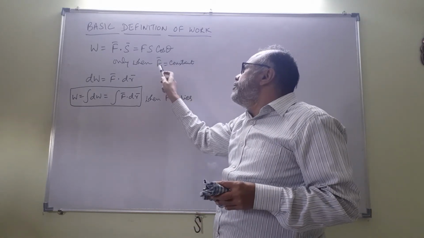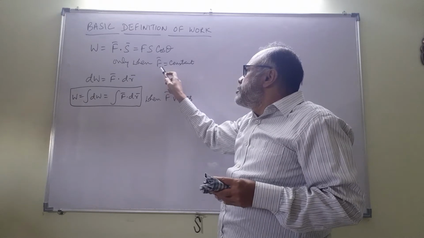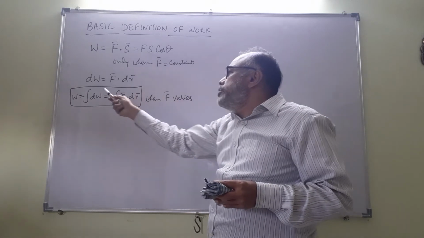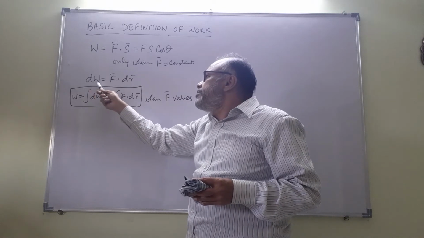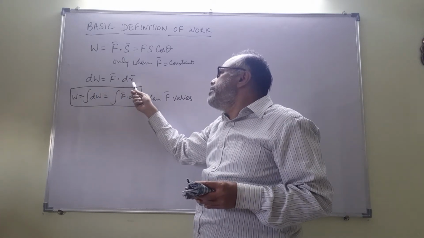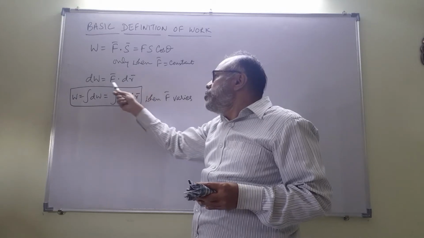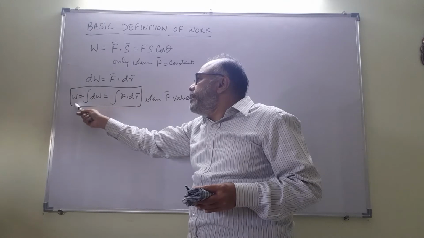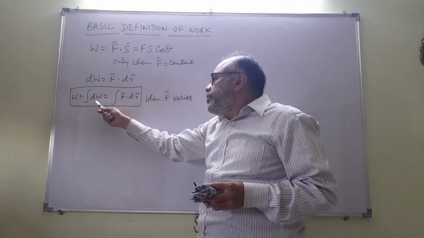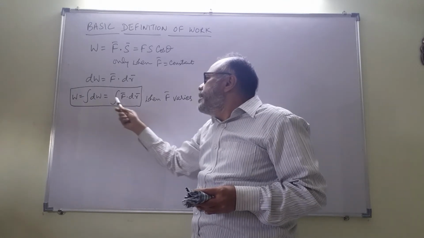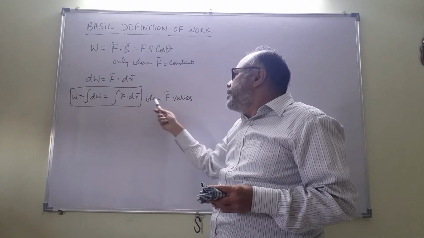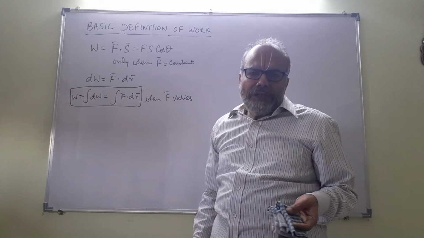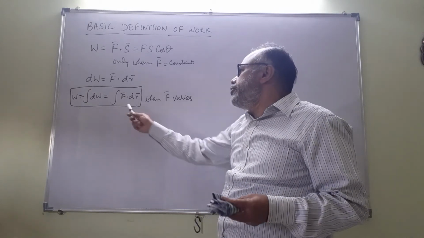If F varies in direction or magnitude or both, we need to define infinitesimal work for an infinitesimal displacement dr. So dW would be F dot dr, and we integrate dW to get the total work as the integral of F dot dr. This is when F varies either in direction or in magnitude or both. We need to use this.